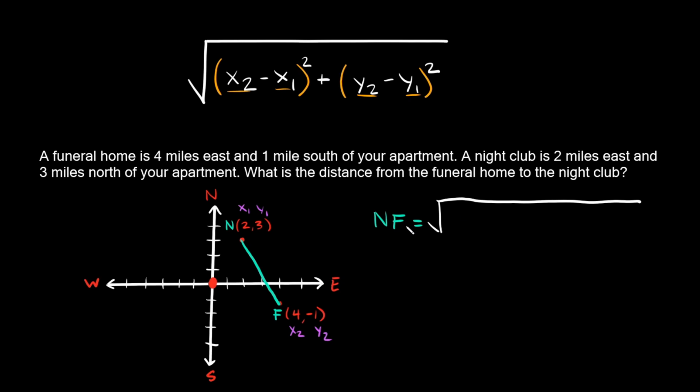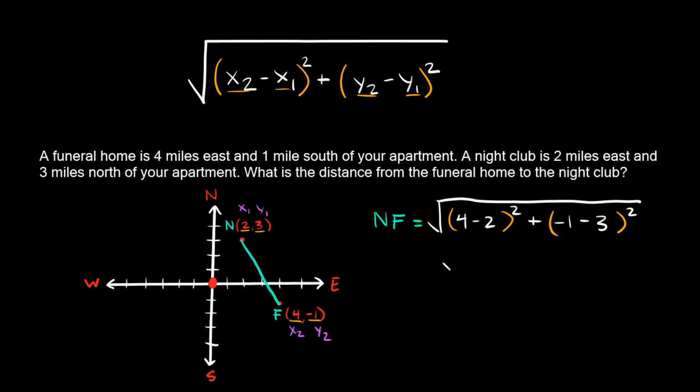Okay, so now plugging it into the distance formula, remember we're going to, in our first set of parentheses, subtract our X's, right? So we're gonna do X(2) - X(1). So we're gonna do 4 - 2, and that's squared. Then we're gonna add that to our other set of parentheses, right? So Y(2) - Y(1). So -1 - 3, and this is squared also.